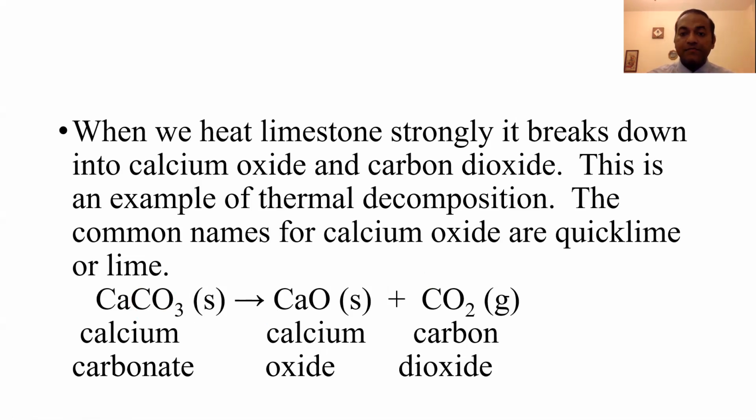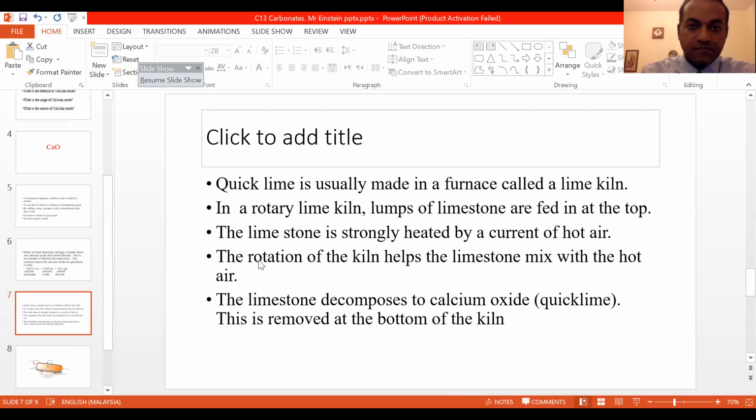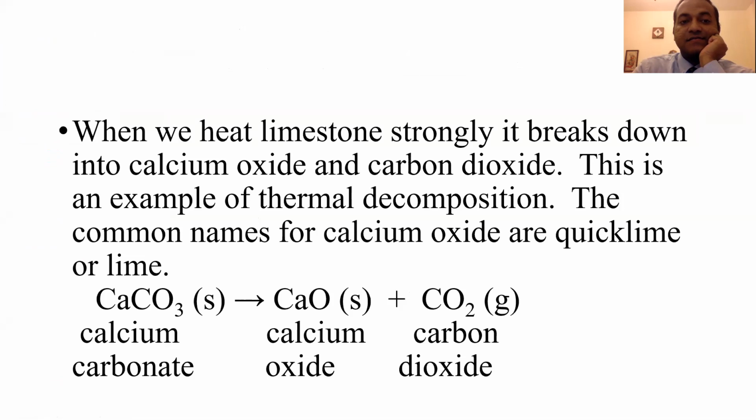Okay, now, let us go into the industrial process, how they make this calcium oxide. Since we know they will heat up this calcium carbonate, so when we heat up this limestone, it strongly breaks into calcium oxide and carbon dioxide. Thermal decomposition, commonly known as quicklime lime.